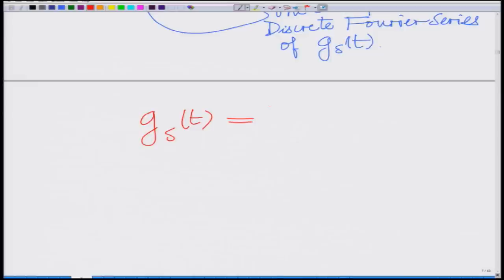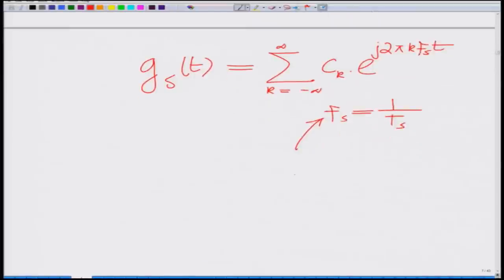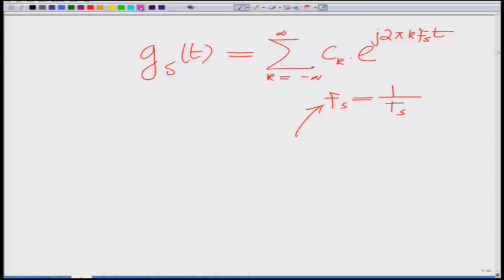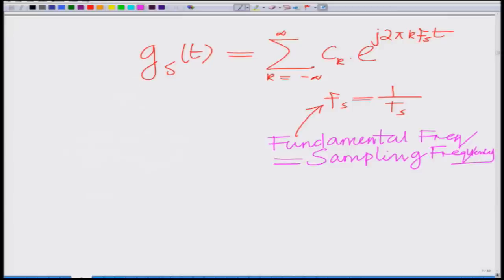So g delta t can be expressed as summation k equals minus infinity to infinity c k e to the power of j 2 pi k f s t, where f s equals 1 over t s. The sampling frequency is the fundamental frequency. Fundamental frequency is 1 over the time period, and the time period is nothing but the sampling interval t s. Therefore, the sampling frequency f s itself is the fundamental frequency.